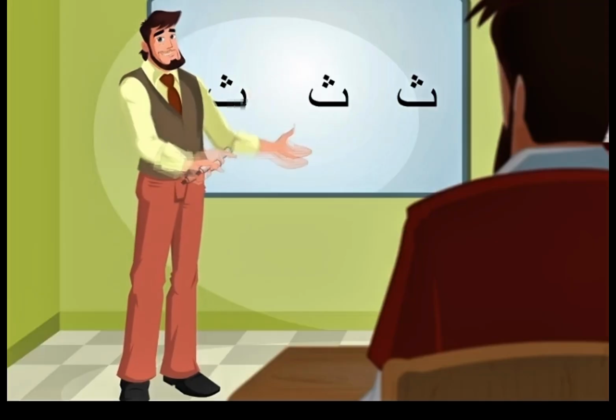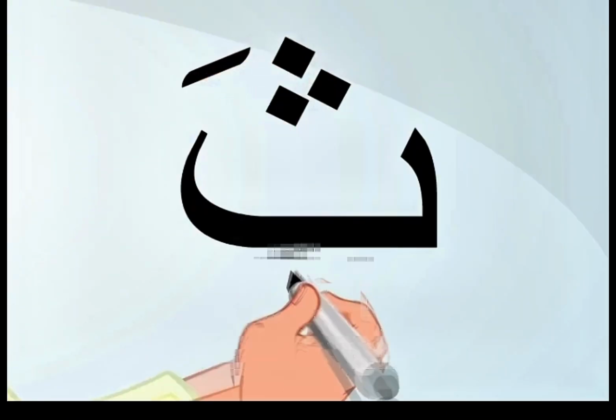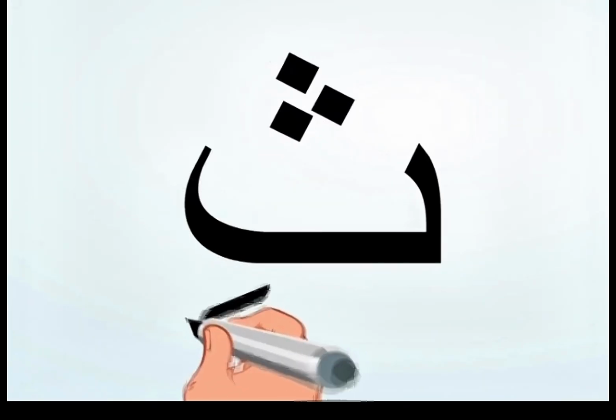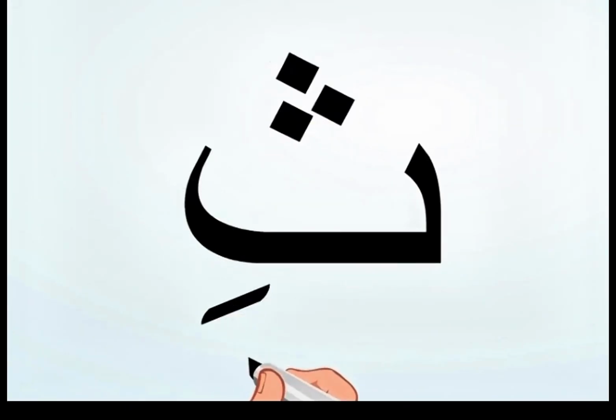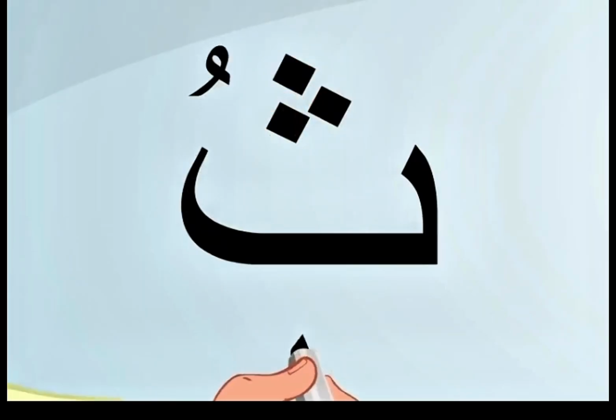How to pronounce the letters with short vowels: فتح, كسر, and ضم. ثا, ثي, ثو.